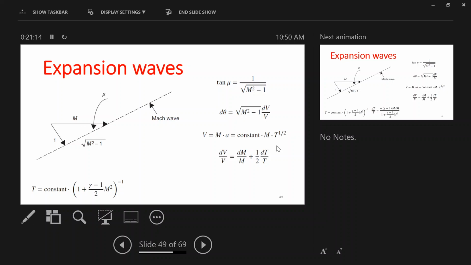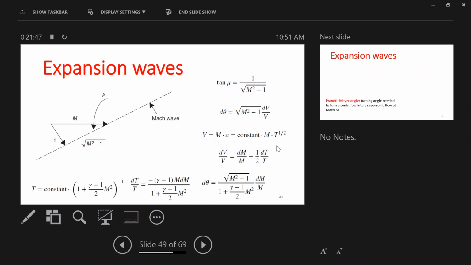Okay, and we also have this relationship for temperature as it relates to the Mach number. It's going to be a constant multiplied by 1 plus (gamma minus 1)/2 times M squared, and that's the inverse of M squared. So we can find dT over T. If you just replace all of these things that we have here and use that rule, we can find dT over T based on this, and then you plug that into the d theta formulation that you have.